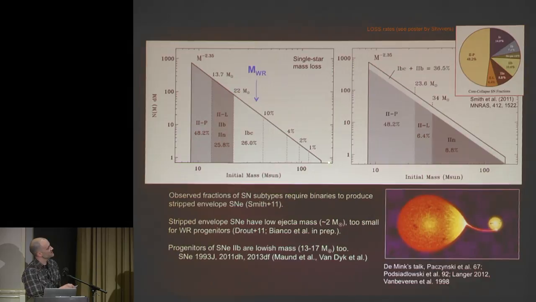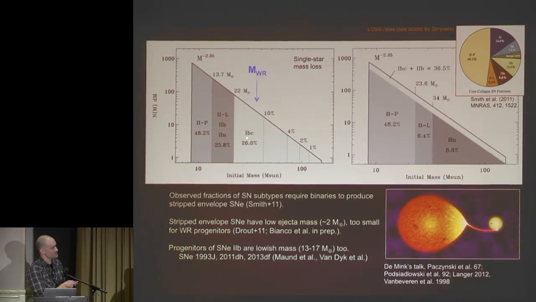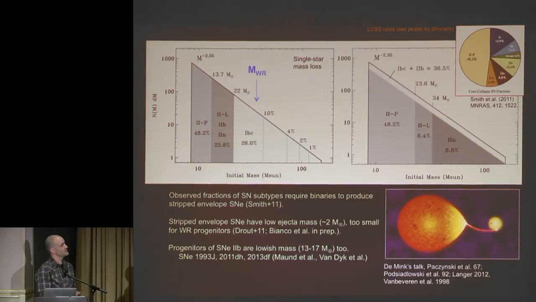You have to dig down into the IMF much lower than the transition above which you would get Wolf-Rayet stars in a single star picture. If some of these more massive stars collapse to a black hole and don't make a supernova, that makes the problem worse. If you include the type 2Bs with the stripped envelope supernovae, it makes the problem even worse. And really the picture that you favor instead is one where the stripped envelope supernovae are divided equally among masses, roughly, or more equally than here.